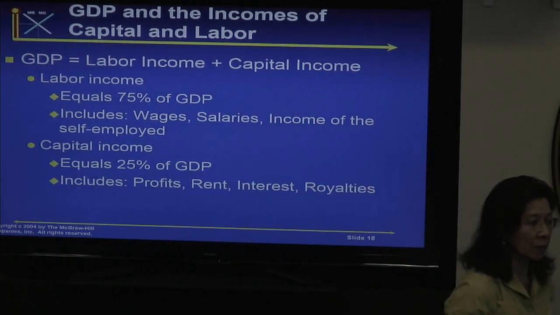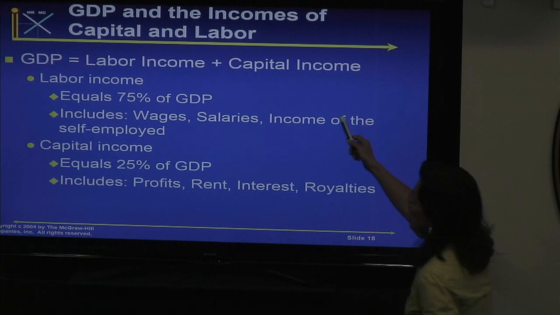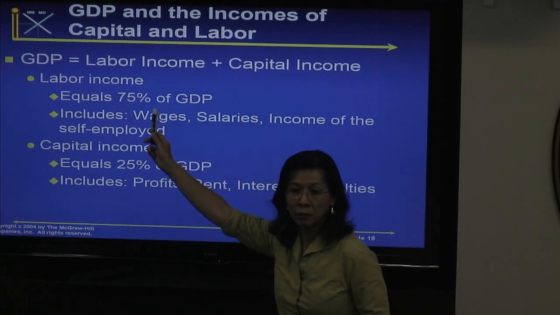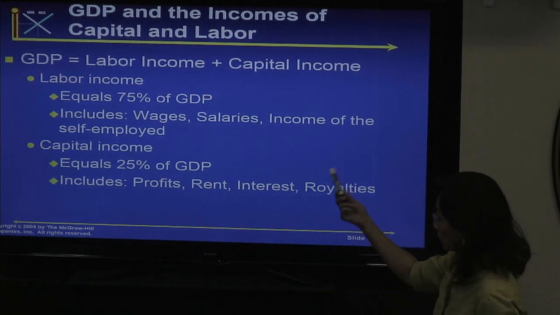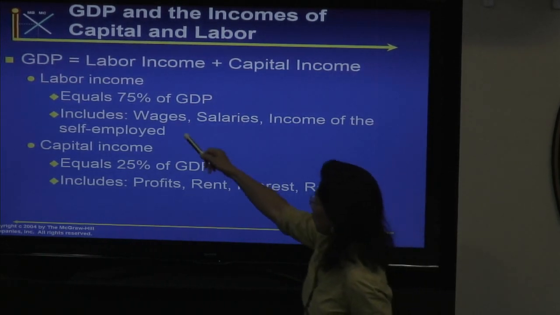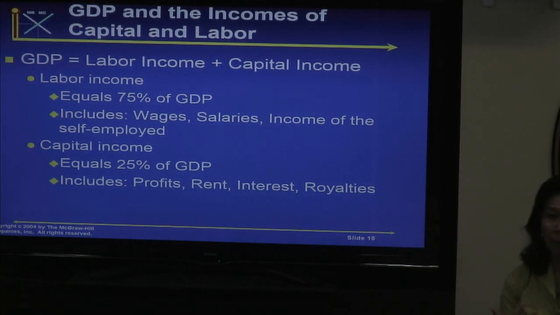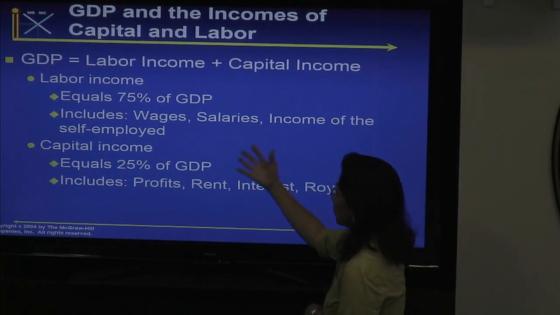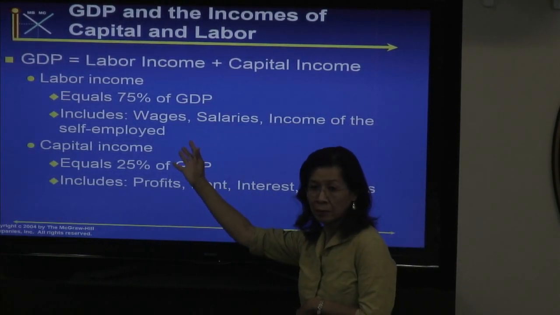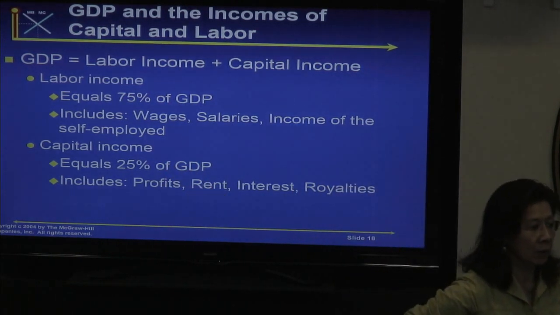If you use an income method, then there are only 2 categories. One is labor income, the second one is capital income. Labor income is very straightforward, salaries of workers. If you're self-employed, that counts as well. So that's 75% of the GDP. The big chunk of it comes from labor income. What are they? Wages, salaries, income of the self-employed goes into that category. It's called labor income. What about the other 25%? That's your capital income.